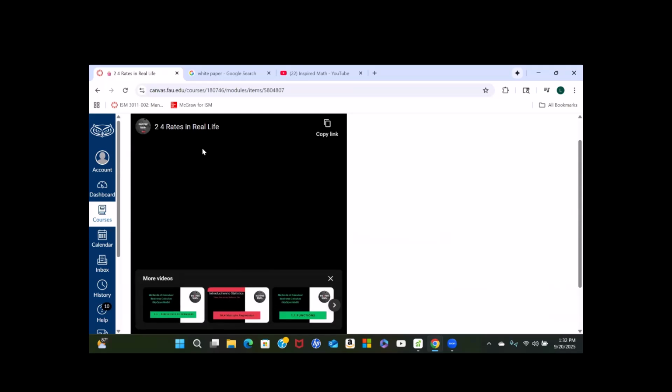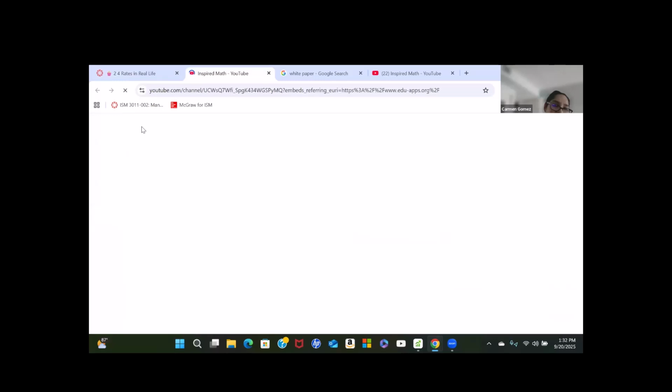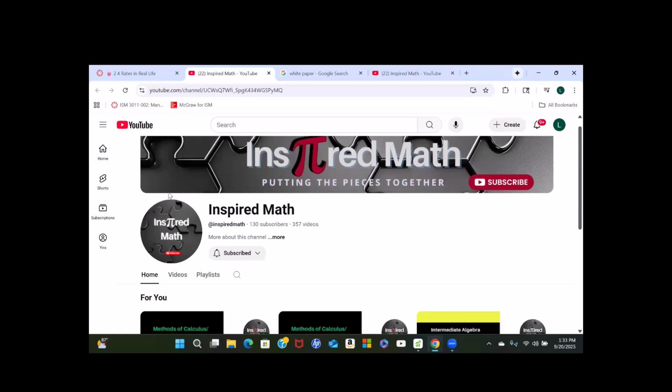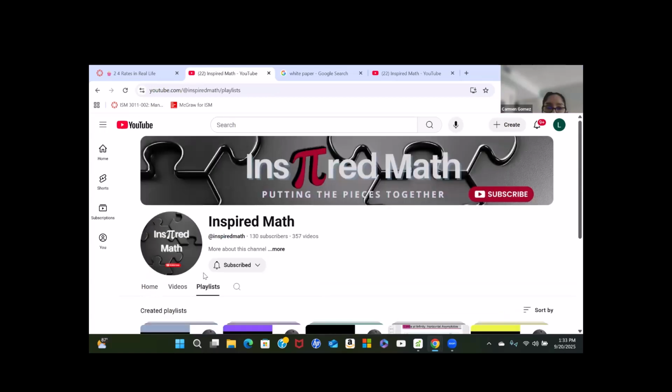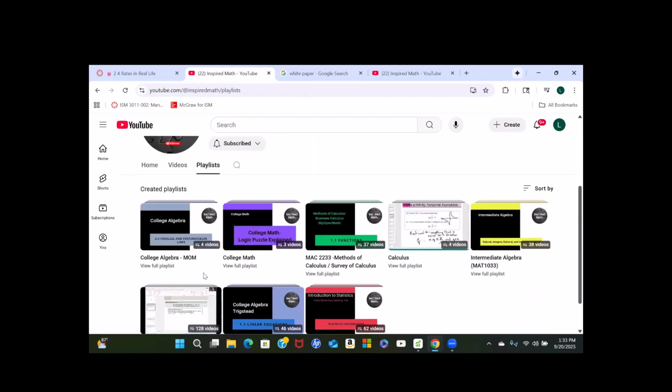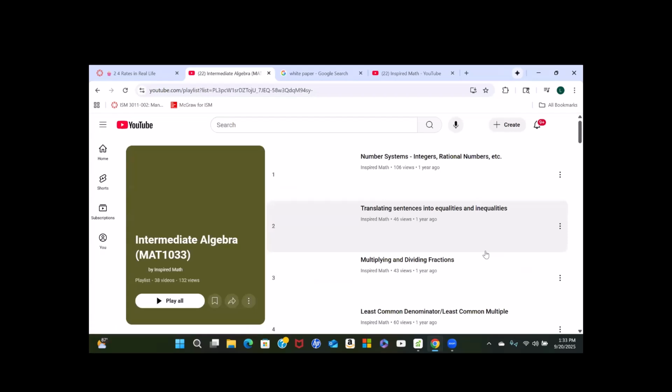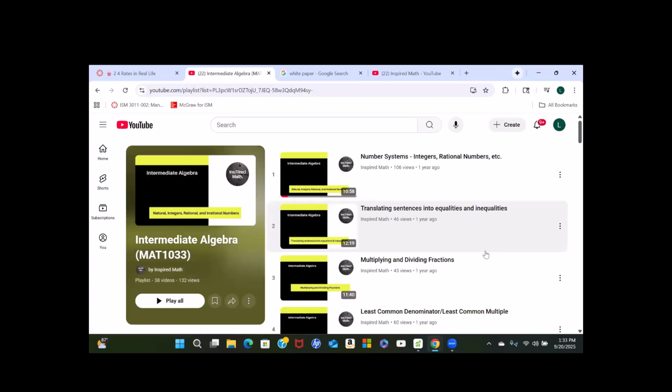Up in the upper left-hand corner, see where that circle is? Click on it. Slow down. Don't do anything. This is my YouTube page. And where it says playlists, go down to the yellow, no, don't click on that. Go where it says view full playlist underneath, because that'll just start playing the first video. View full playlist, yeah. And now here's all intermediate algebra.